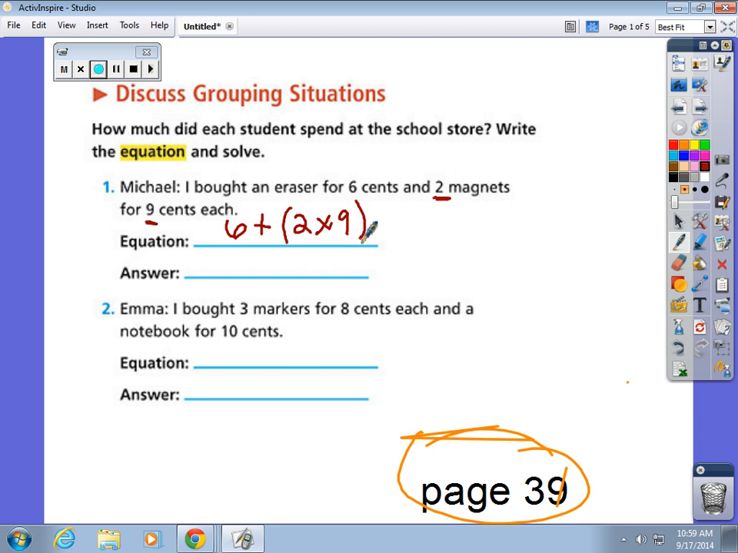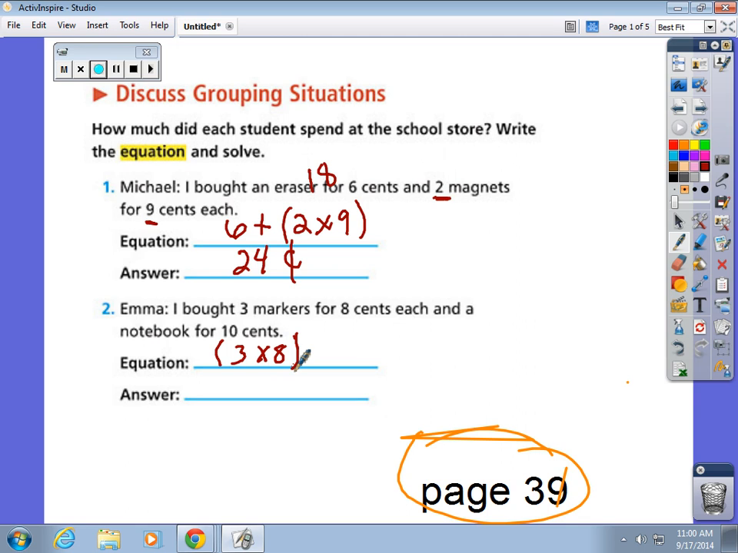Again, open up our parentheses first. 9 times 2 has a value of 18. 6 plus 18 gives me 24 cents. Emma: I bought 3 markers for 8 cents. Well, that'll definitely be a group. 3 markers times 8 cents each.